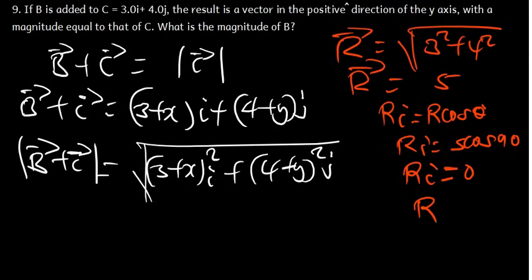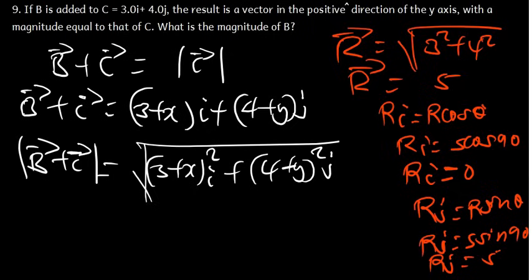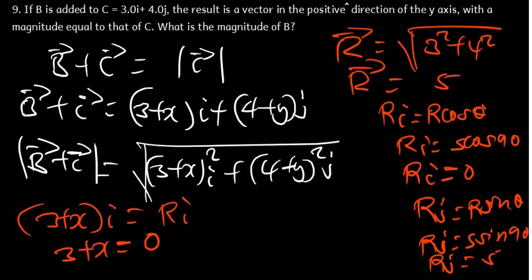Then we do the same for the j component, which is going to be r sine theta. R is 5, sine 90, so ry is going to be 5. Now we can compare this and the x component, which is 0. So 3 plus x, which is the i part, is going to be equal to rx. So 3 plus x will be equal to 0. In this case, x will be equal to negative 3, meaning we are done with x.